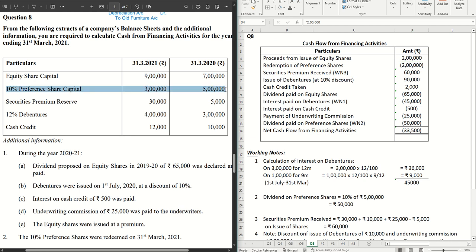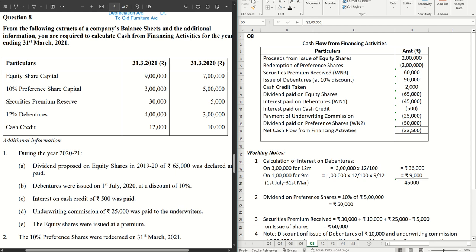We have 3 lakh and 5 lakhs, and we see that there is a decrease. And this means straight away that 2 lakh worth of preference shares have been redeemed. 2 लाख के shares को repay कर दिया गया है. So redemption of preference shares 2 lakh is an outflow. Payment हुआ है, so this is an outflow of money, outflow of cash, so negative 2 lakhs.